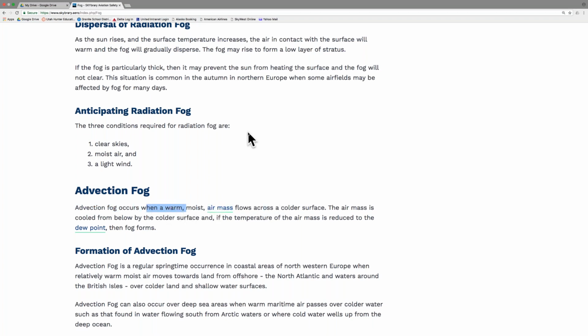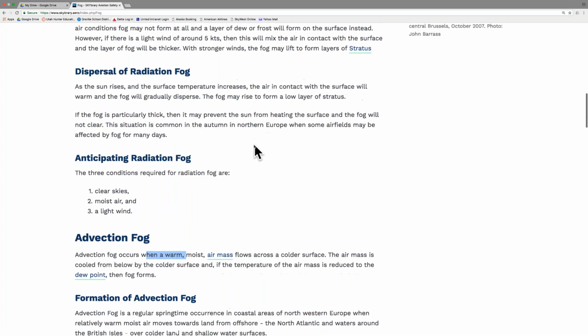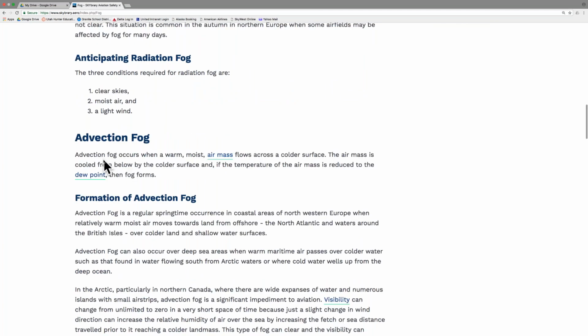It's where the heat is, because one of them's going to be warmer and one of them's going to be colder. With advection fog, the air is warm and moist, and it flows across a cold surface. The main difference between the two is that with radiation fog, there's no wind or a very light wind associated with it. With advection fog, there's typically a high speed wind associated with it.